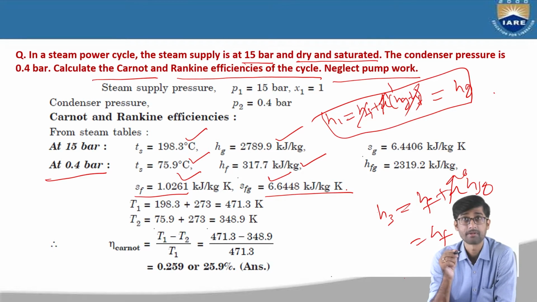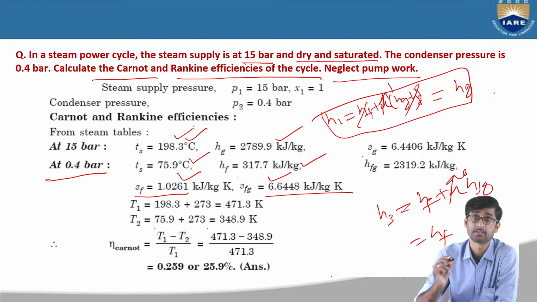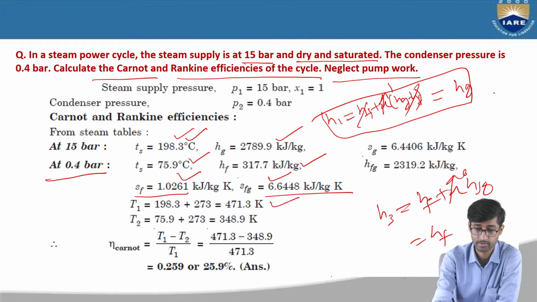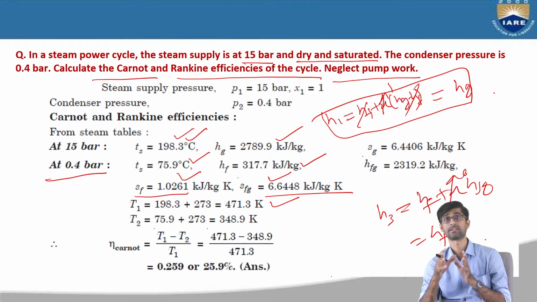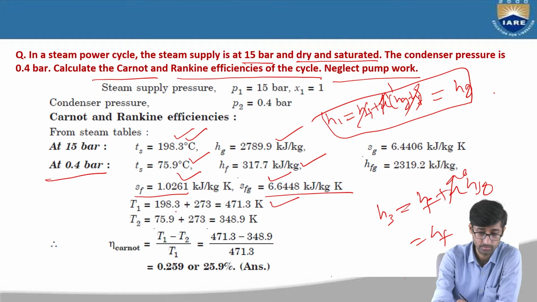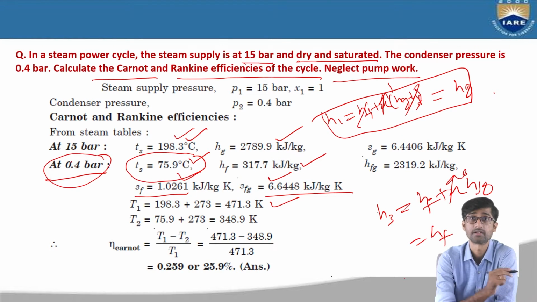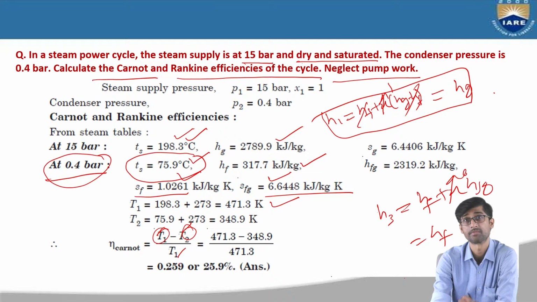So at pressure 15 bar, the saturation temperature is 198.3 degrees Celsius. So this becomes T1, temperature T1, converted to Kelvin. All the temperatures in degrees Celsius, when you are calculating the efficiency, will be converted to Kelvins, right? Temperature T2 we already calculated as the saturation temperature at pressure 0.4 bar. Now what is the efficiency of the Carnot cycle? T1 minus T2 by T1, highest temperature minus lowest temperature by highest temperature.